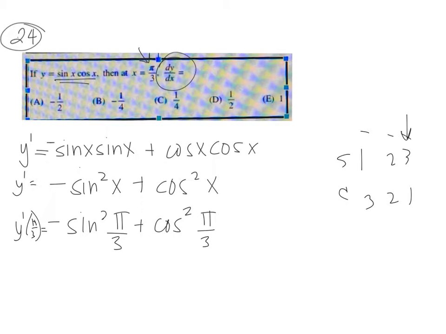So sine at pi over 3 is square root of 3 over 2. And we're going to square that to make 3 over 4, and it's going to be negative. Cosine at pi over 3 is 1/2. Square that, that's 1/4. All right, guys? And then you'll get your answer of, where is it? A.